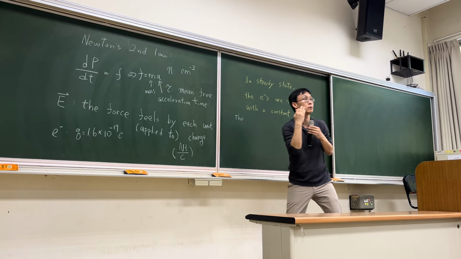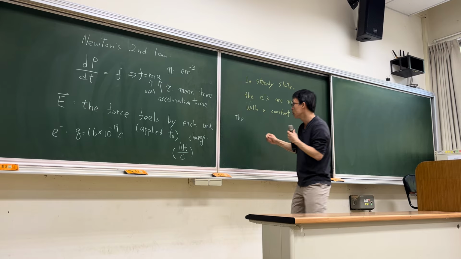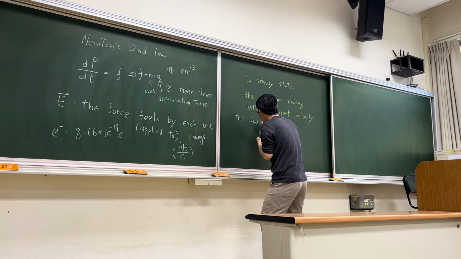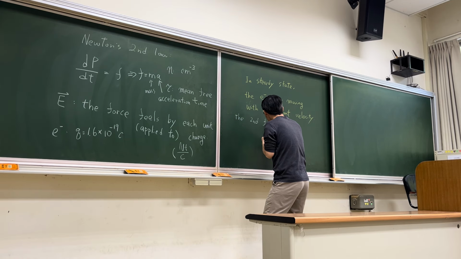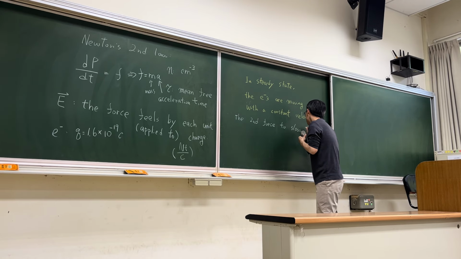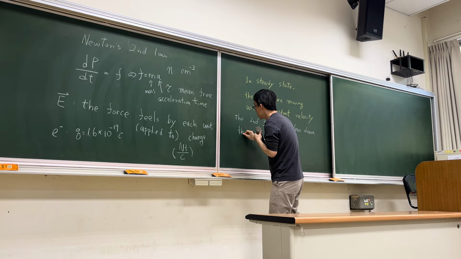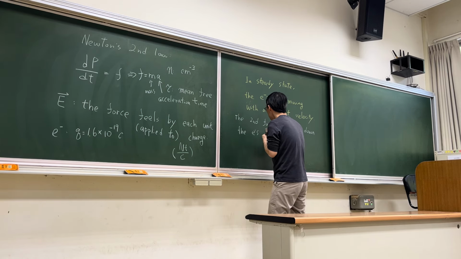The first force, of course, is from the voltage creating the electrical field, right? The second force is to slow down the electron.